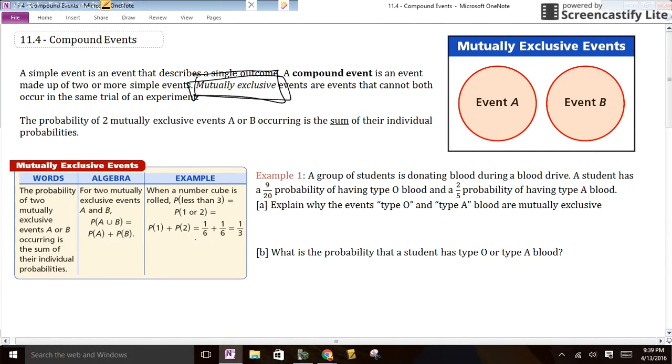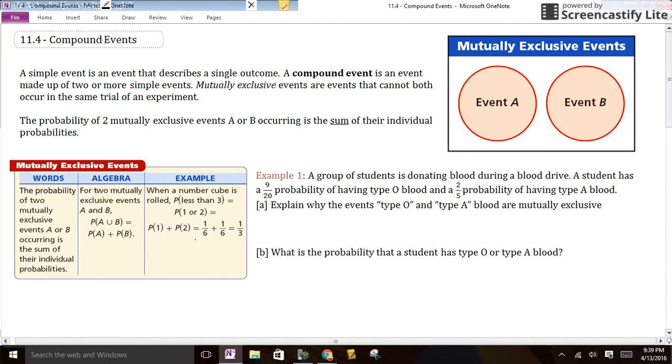If you're in band or you're not in band, those are mutually exclusive groups because you're either in it or you're not. You're not kind of in it. No, you're in band or you're not. So mutually exclusive means that you are two separate groups, and that's called mutually exclusive. All right, so look at example one.